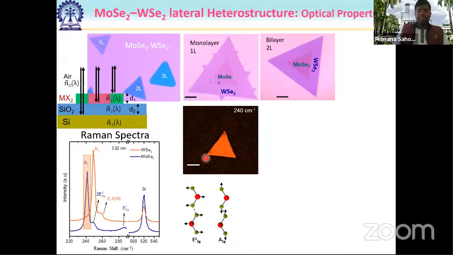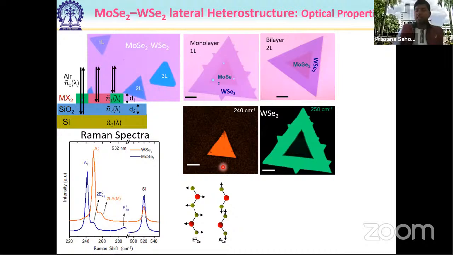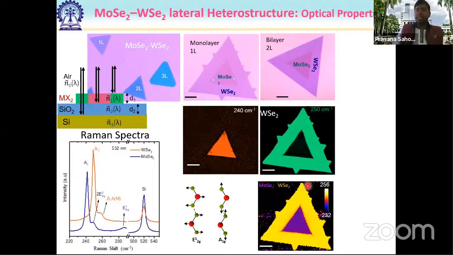Suppose this peak corresponds to molybdenum selenide; you can see that molybdenum selenide is present only in the middle region. If you choose the other peak, you can see that tungsten selenide is present at the outer edge. If you combine them and take a position map of how the position varies between these, this is how we confirm that the inner material is made.